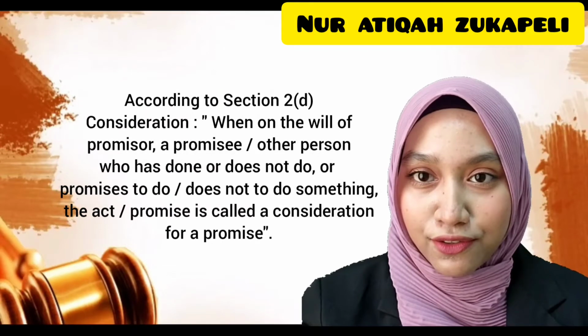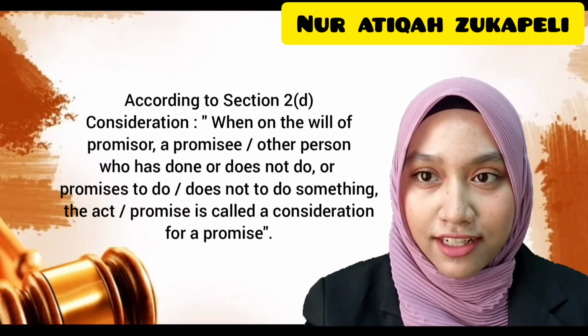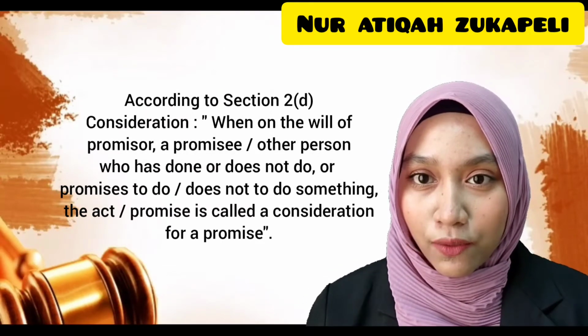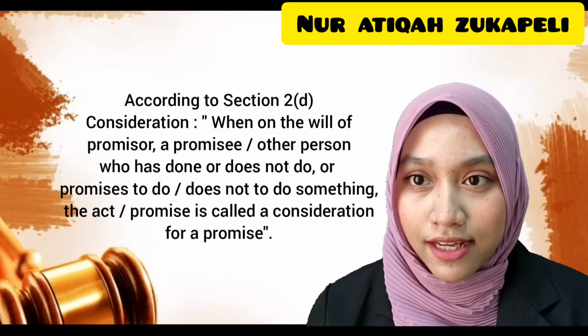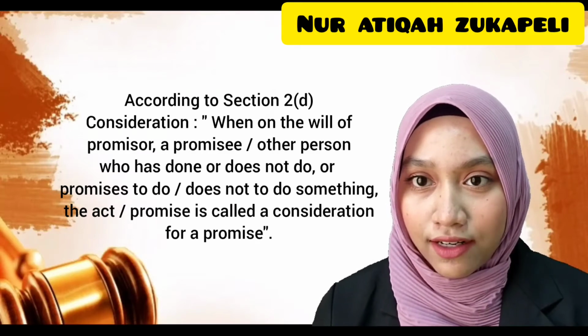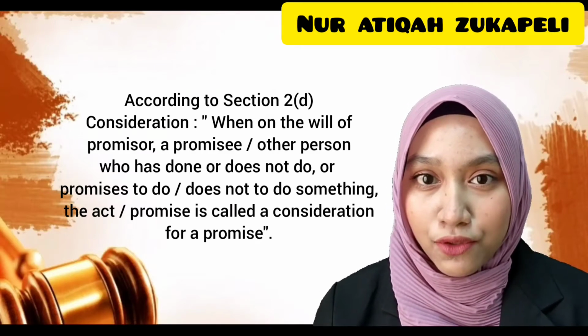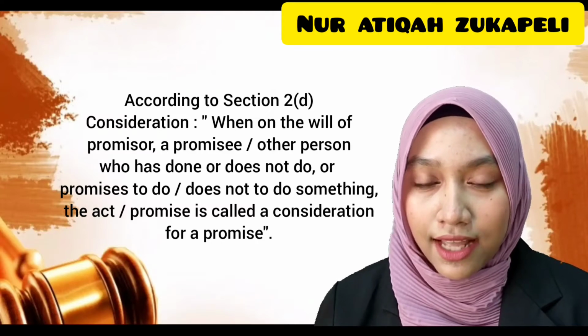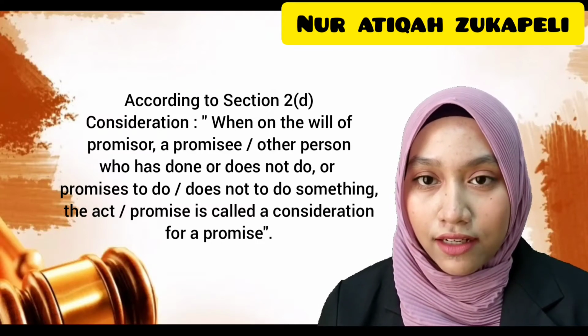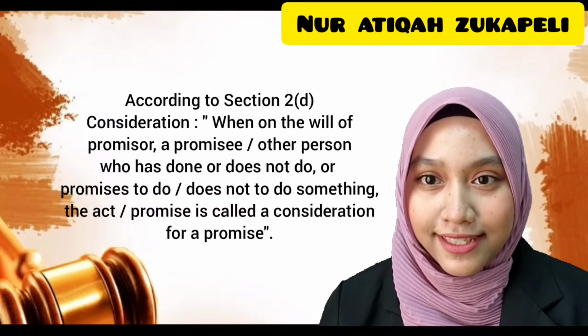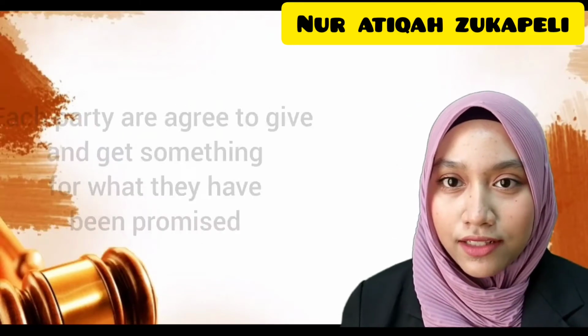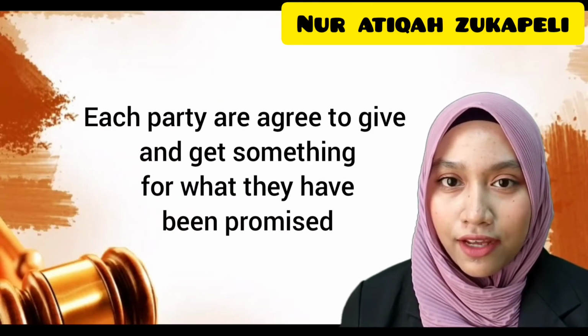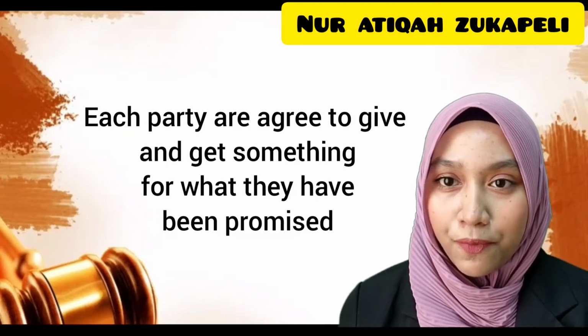According to Section 2 Clause D, consideration is defined as when, on the will of the promisor or promisee or any other person, who has done or does not do or promises to do or does not do something, the activity or promise is called a consideration for a promise. In other words, each party agrees to give and get something for what they have been promised.